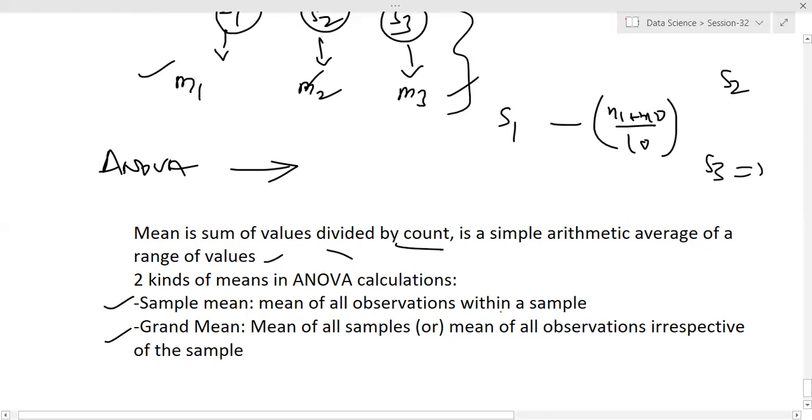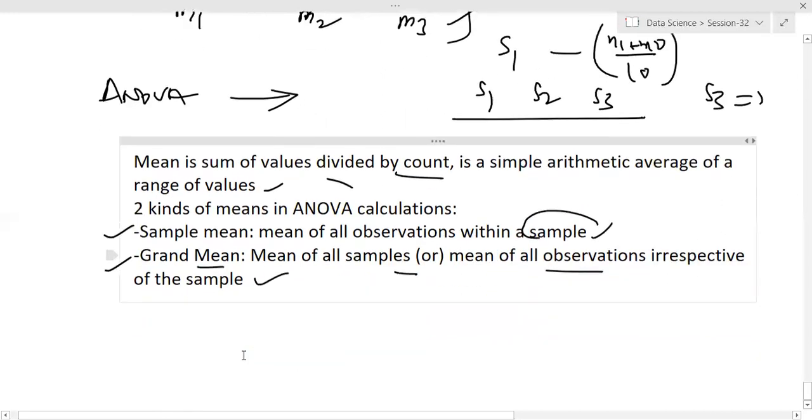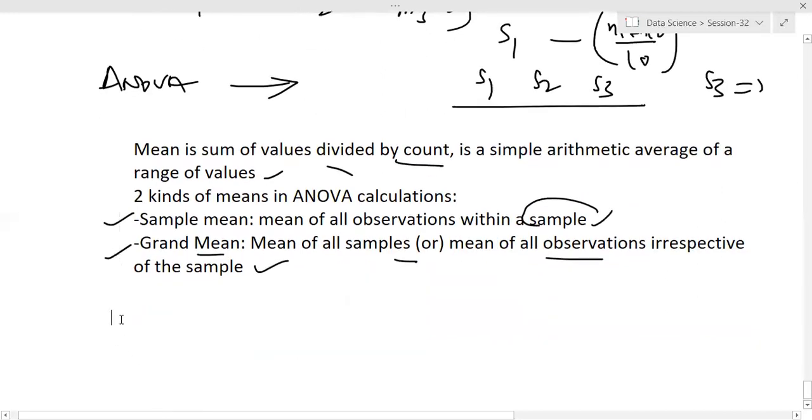One is a sample mean. That means mean of all observations within a sample. That means S1 mean, S2 mean and S3 mean we are having. And the important point here is, friend, grand mean. Mean of all samples or mean of all observations irrespective of the sample. What do you mean by that, friends? Can someone elaborate that? How can you refer the grand mean?